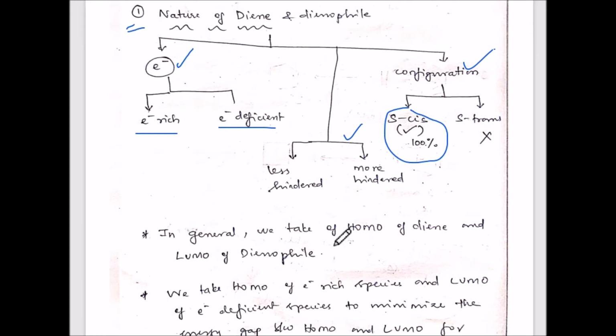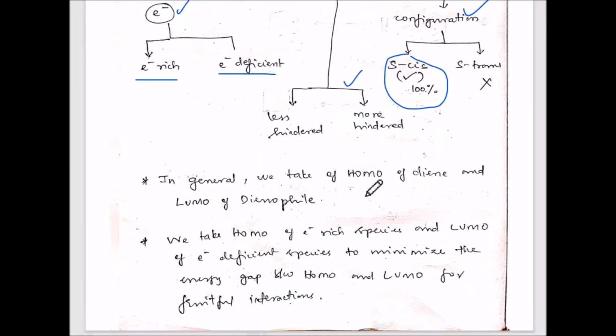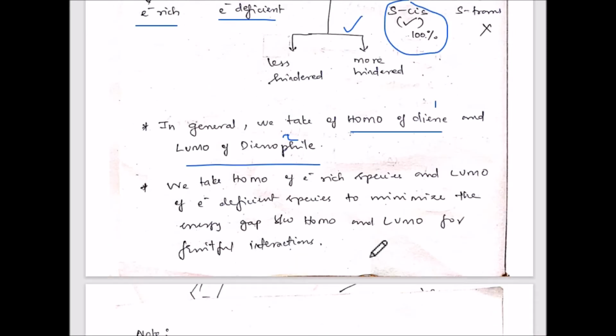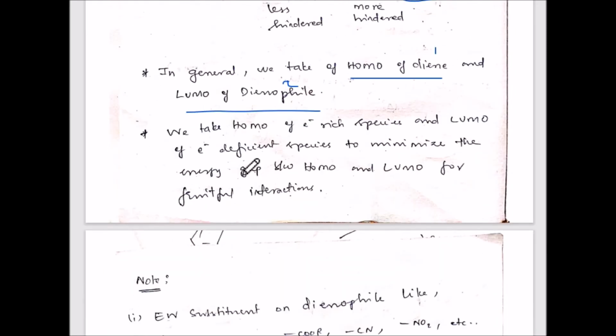So what we will do generally in the 4+2 cycloaddition, also what we did in the FMO approach, is the same thing. You take the HOMO of the diene and the LUMO of the dienophile, because this is the first reactant and this is the second one. For one reactant, if you take HOMO, the other will be your LUMO. In this Diels-Alder reaction, you take the HOMO of the diene and the LUMO of the dienophile. This is what you have to do.